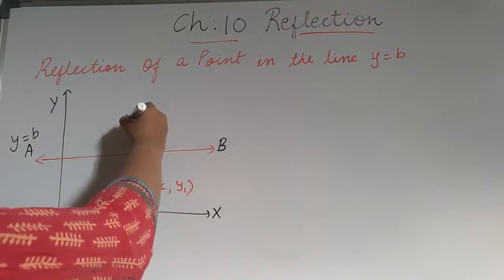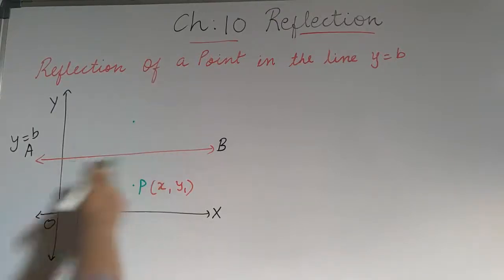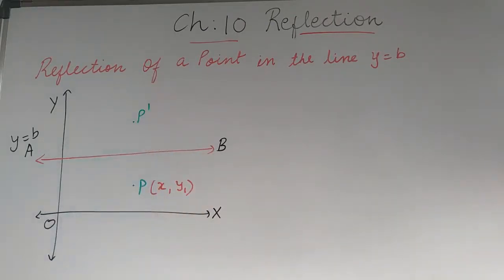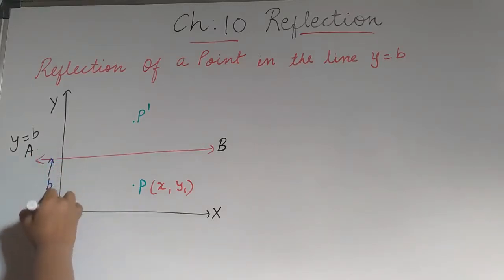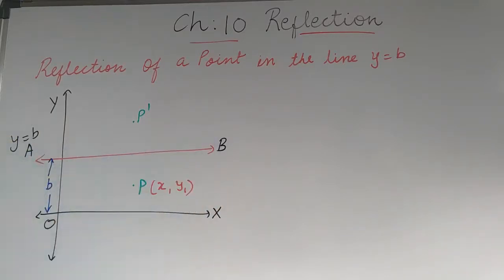You see, the basic idea of a reflection is that whatever the mirror line you have, it will take the same distance. So this is some point P dash, which is reflected under line AB, or you can say y is equal to B. Now students, first of all, how much is this distance? This distance is B. Why? Because it is already given that line AB is drawn from the x-axis at a distance B.